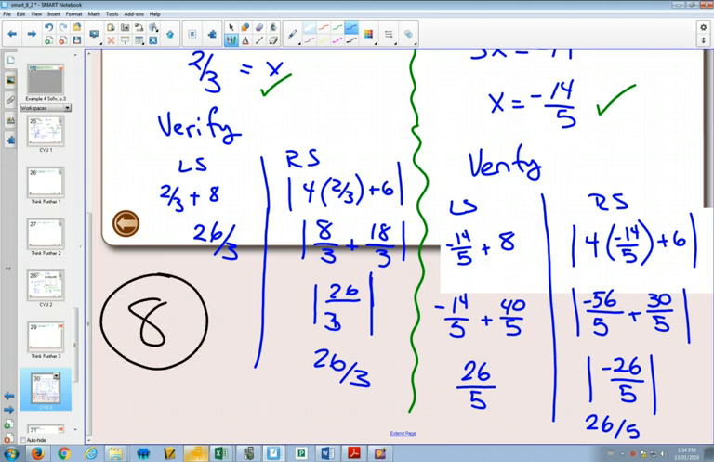Question number 8 is one of these ones that you can do for practice. So you'll set up your two equations, and then you'll solve them both and verify them both.